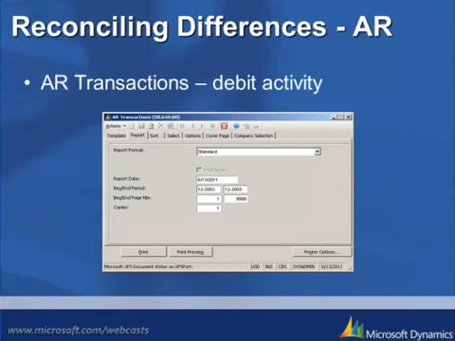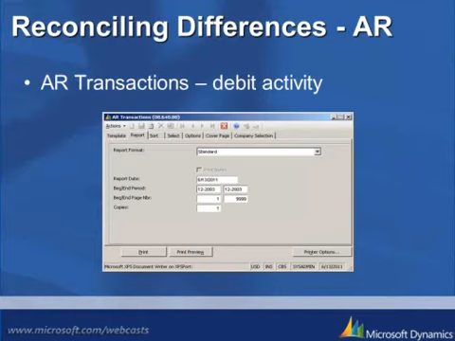You can also use this report to check and make sure that the AR account was properly debited for invoices in your debit memos and then properly credited for your payments and credit memos. We can add specific select criteria to this report to help us in doing that. So with this report here, I want to run it to make sure that the AR account was properly debited for invoices and debit memos.